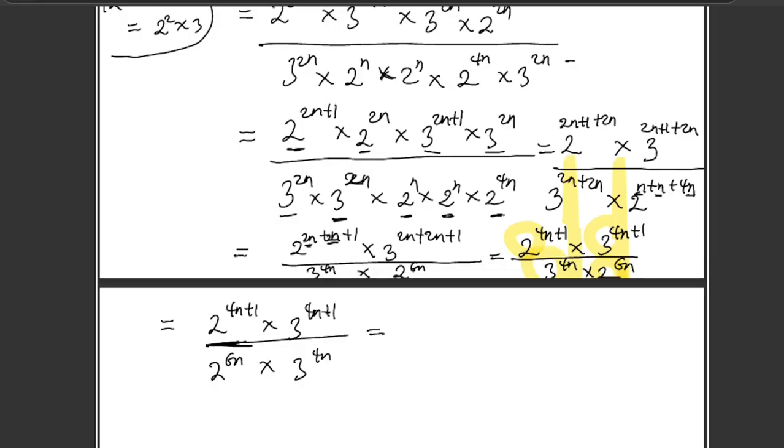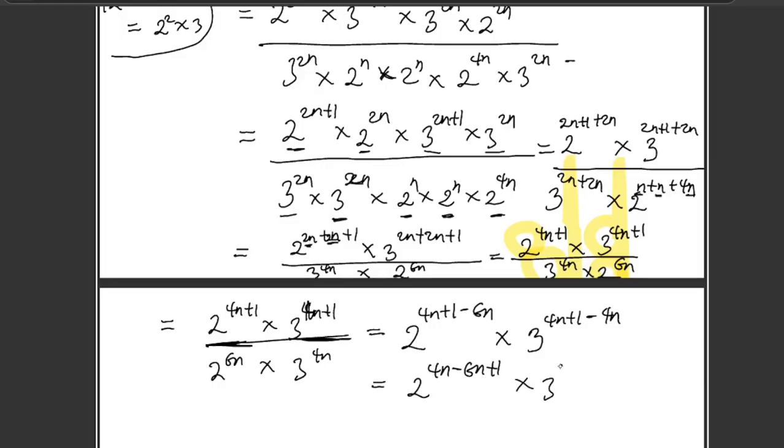Using the second law of indices, we would have 2 to the power, the same base 2 and 2, so 4n plus 1 minus 6n. Then times, I'm going to divide 3 to the power 4n plus 1 over 3 to the power 4n. They have the same base and we are dividing, right? What do we do? We subtract the indices: 3 to the power 4n plus 1 minus 4n. That equals 2 to the power 4n minus 6n, like terms, then plus 1, times 3 to the power 4n minus 4n, like terms, then plus 1.